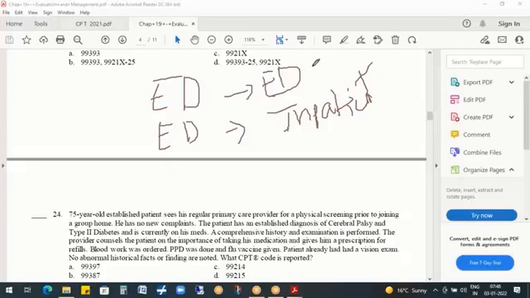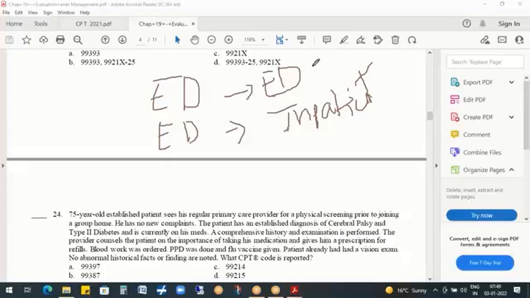Next point. For established or subsequent visits, 2 out of 3 key components are required.